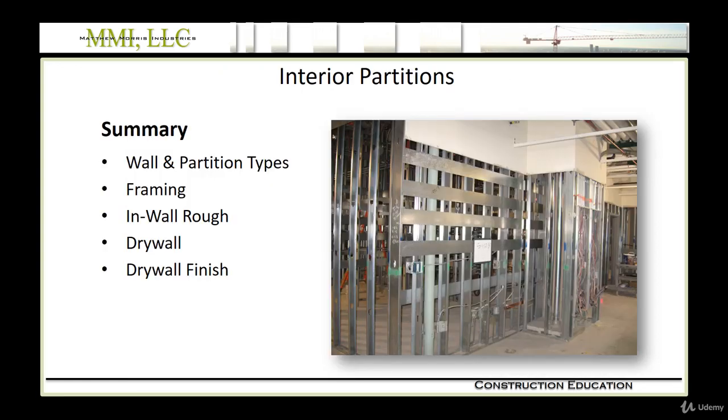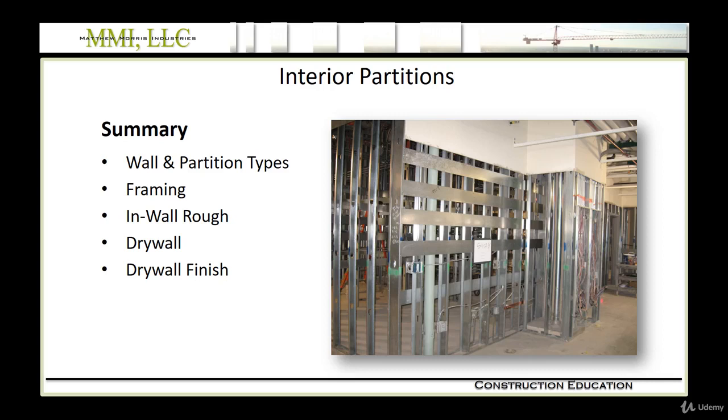So let's get started. In this class, we'll talk about walls and partitions, and there's a difference between the two. Then we'll talk about framing. In almost all commercial applications, we have steel stud framing. Then we'll go into in-wall rough. Generally speaking, we're talking about MEP systems in this case. Once we've installed everything within the walls, then drywall's next, followed by drywall finish, and that's where we'll complete this class.